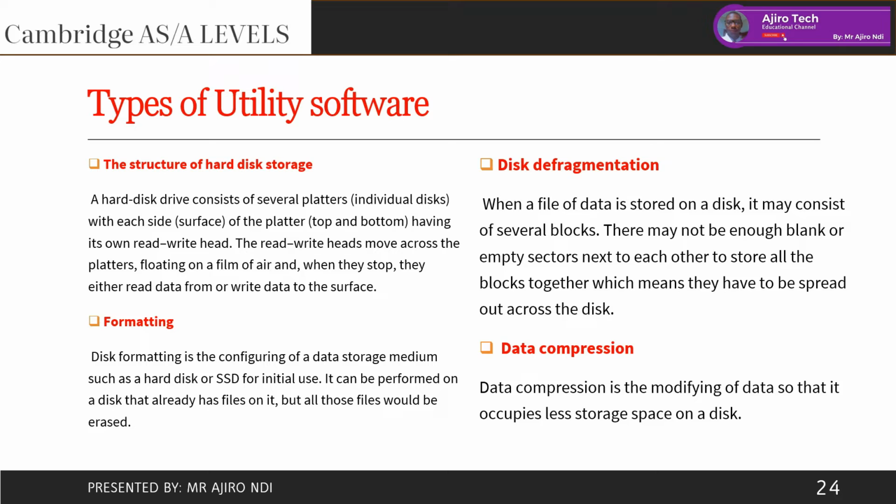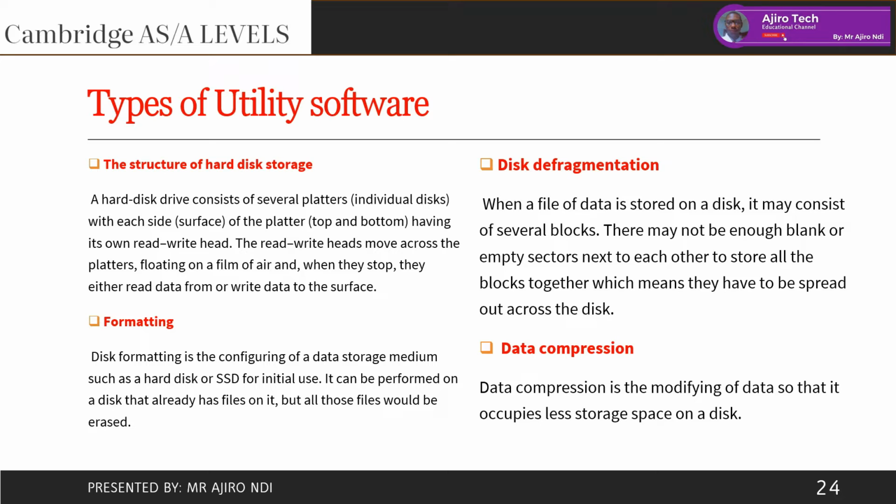Each surface is divided into several tracks. And each track is divided into sectors. The tracks are in the same position on each disk. So the tracks on the top platter are exactly above the tracks below it, as much as possible. So it's very, very important.